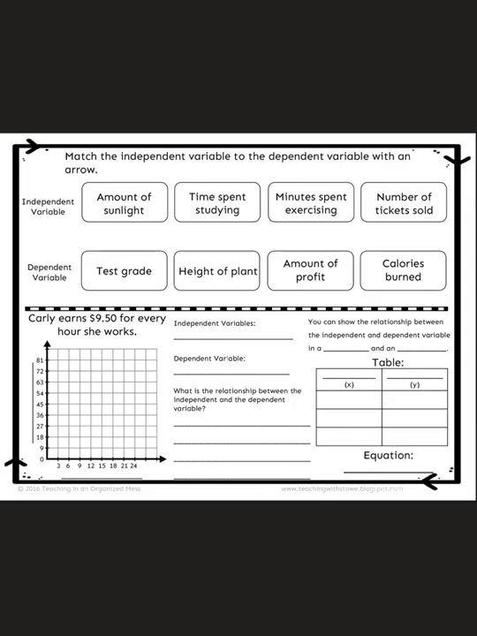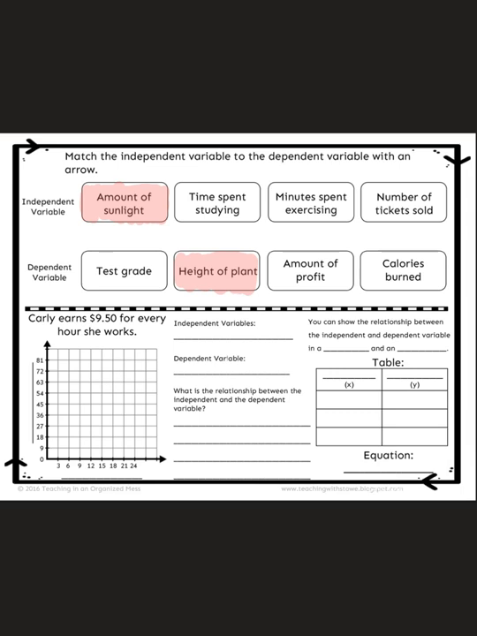We're going to match the independent variable to dependent variable with an arrow. So actually I'm going to shade them in because I'd rather shade them in. But if I'm looking at the amount of sunlight, that's my independent variable. What would that affect? Is that going to affect a test grade? No. Is it going to affect the height of a plant? Yes. The more sunlight, the taller the plant, right? The plant's going to grow if it has more sunlight. So those two will go together. So the independent variable is the amount of sunlight. How high the plant grows depends on the amount of sunlight.